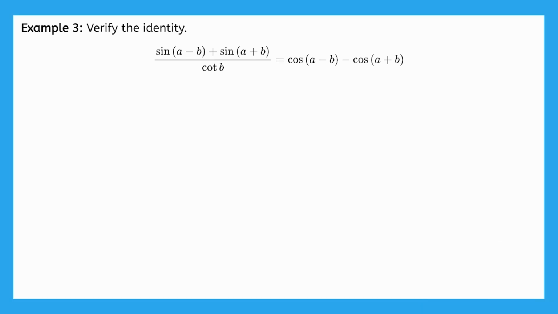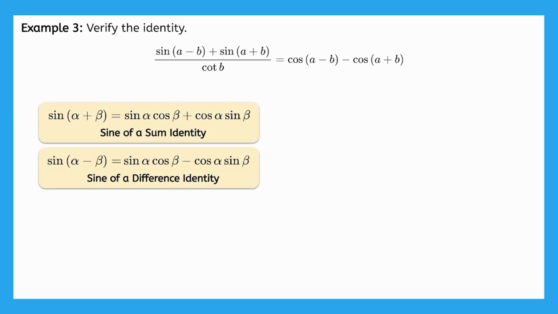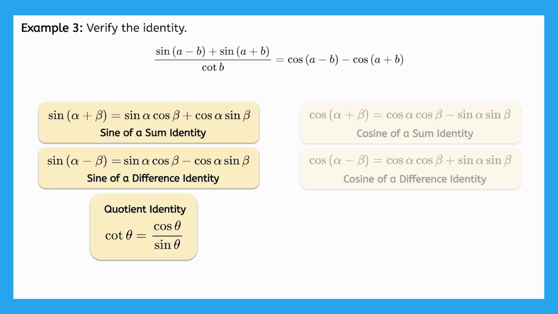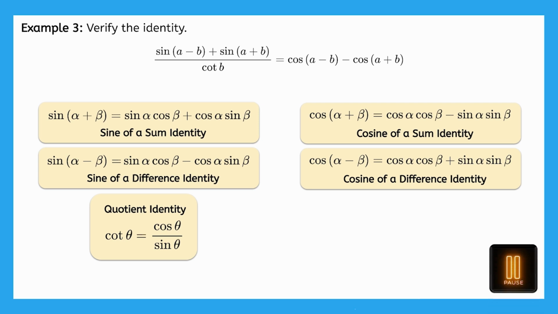On the left side, we can apply the sine of a sum and sine of a difference identities. It would also be helpful to rewrite the cotangent in terms of sine and cosine, which we can do with a quotient identity. On the right side, we can apply the cosine of a sum and cosine of a difference identities. On your own, try to verify the identity by applying all these identities and then simplifying as needed. Pause the video now.